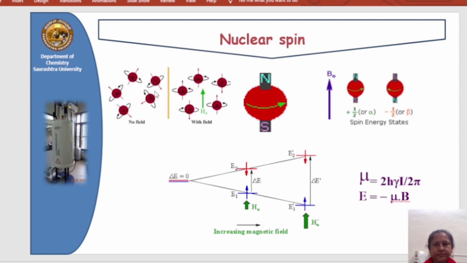and magnetic behavior, but they are in the absence of an external magnetic field. They are random in fashion. When we apply the external magnetic field, they try to adjust their position. So you can see that here.